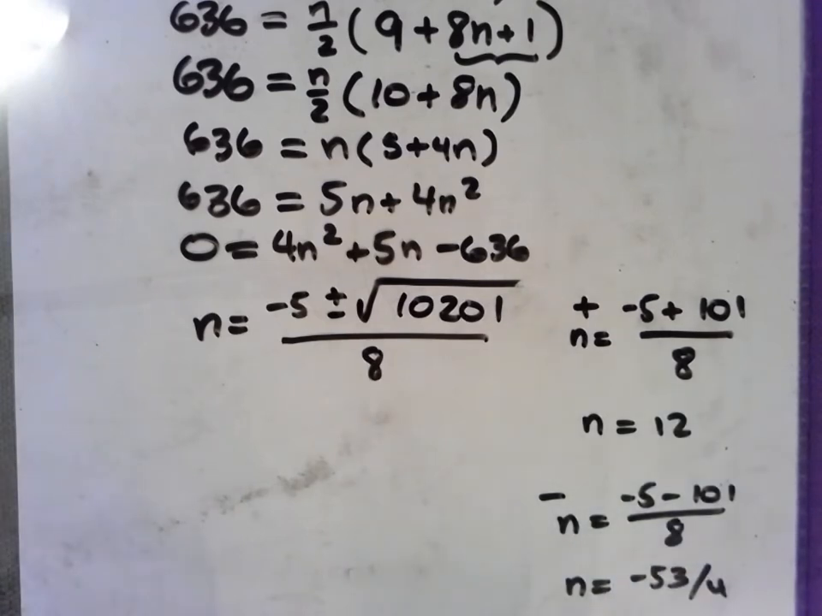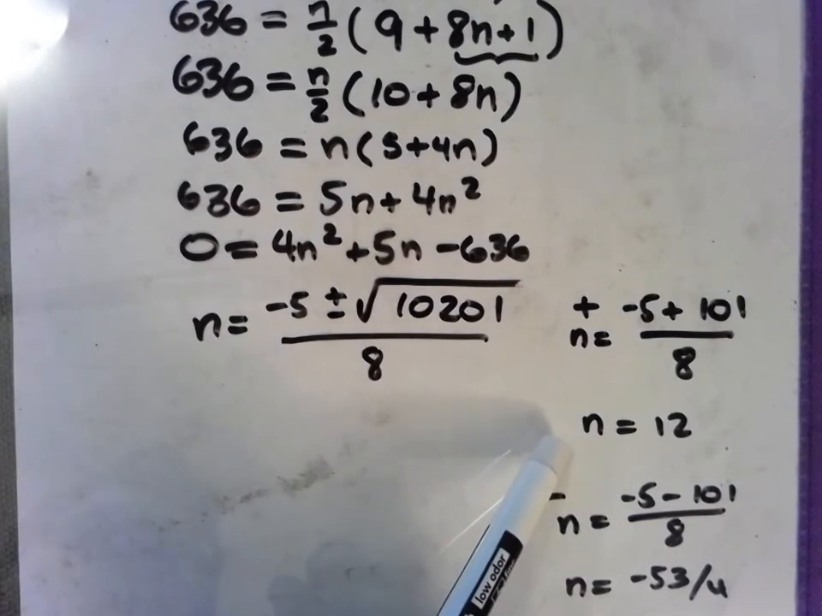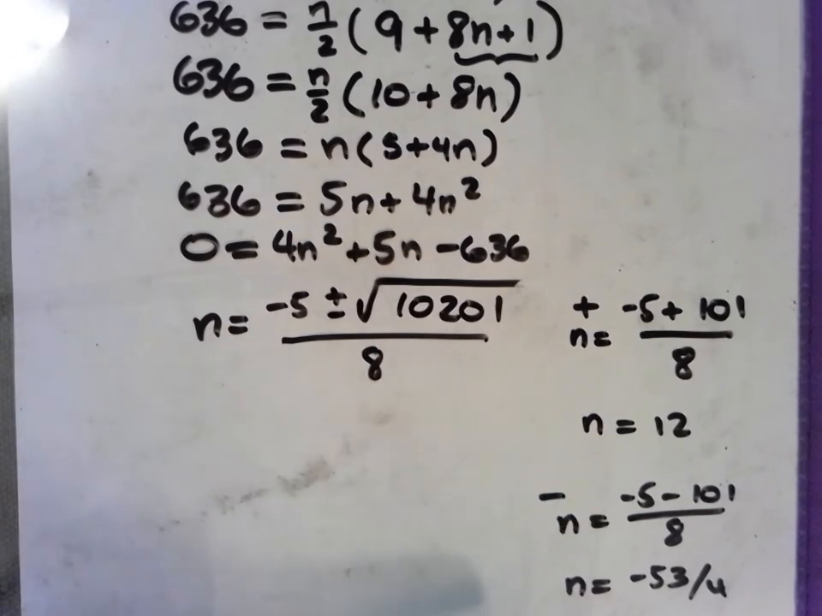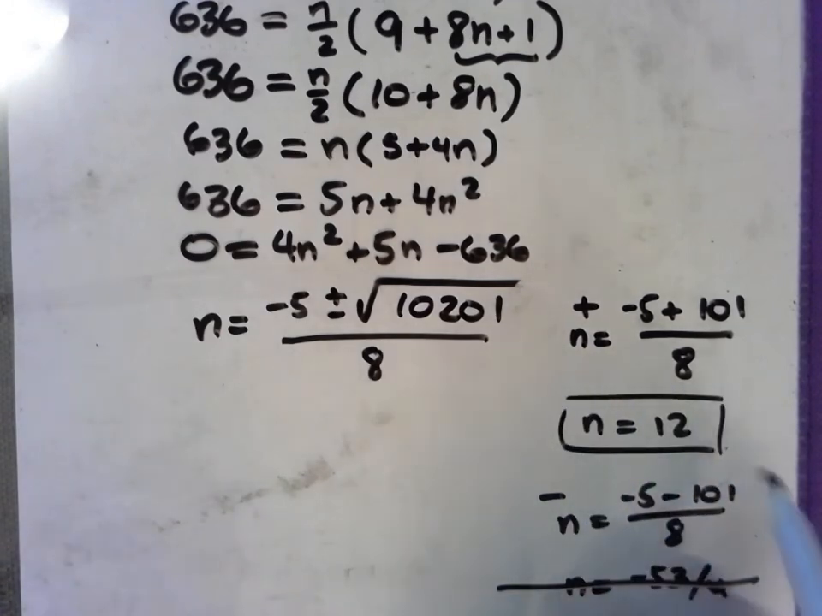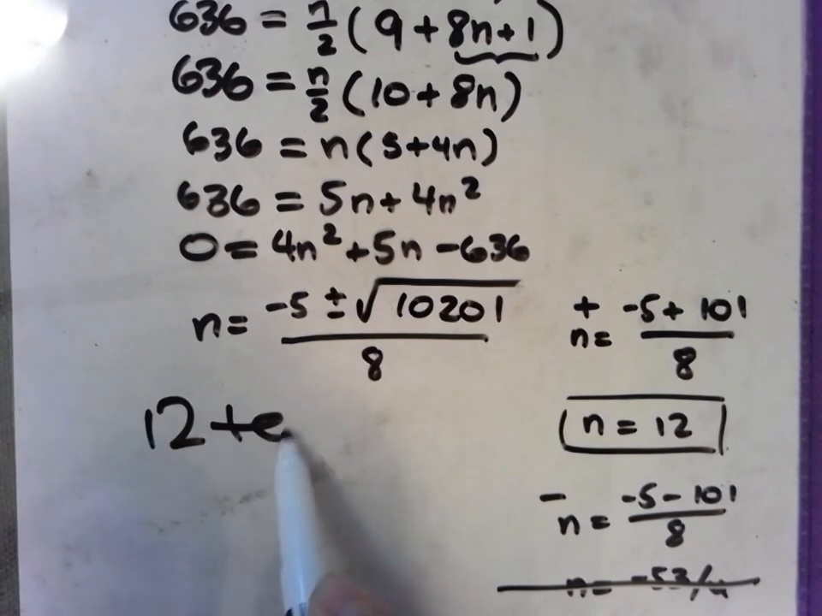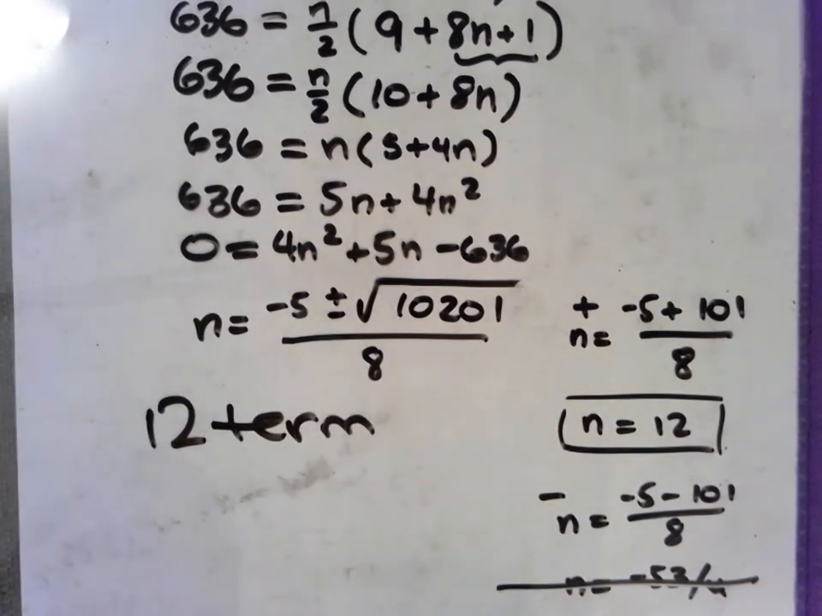Now, ask yourself this question. Which of these could be the number of terms that we added together? Does 12 make sense? Did we add 12 terms together? Or did we add negative 53 over 4 terms? The number of terms can only be a positive integer. Since this is neither positive nor an integer, this is an extraneous solution. The answer is 12. We added 12 terms together to make this sum of 636.